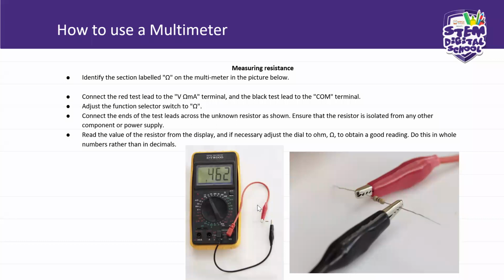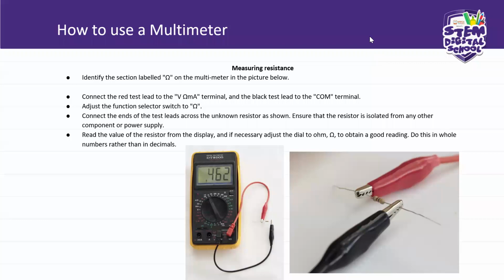What two tools can you use to measure voltage? Two tools you can use to measure voltage. A voltmeter and a multimeter. Good, Cleo. A voltmeter and a multimeter.